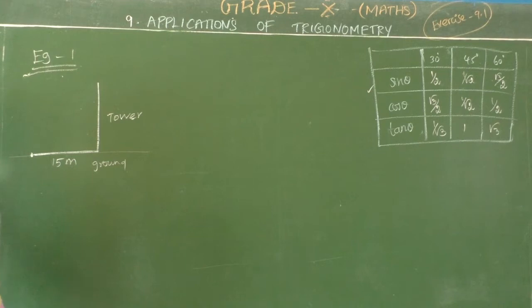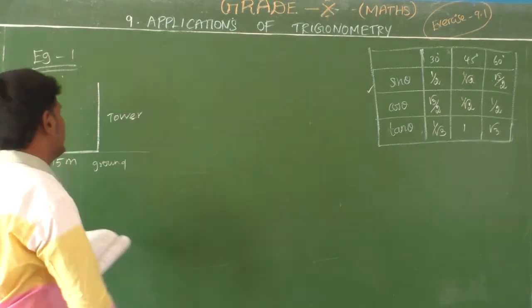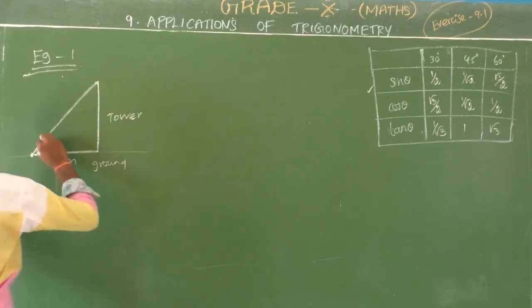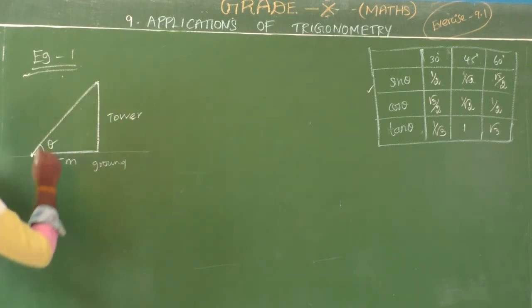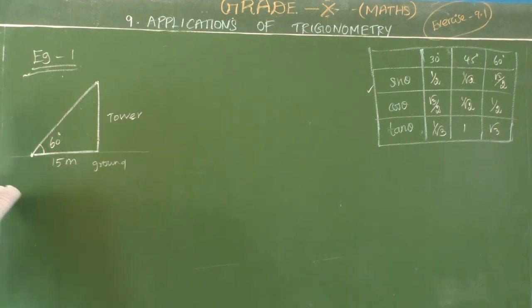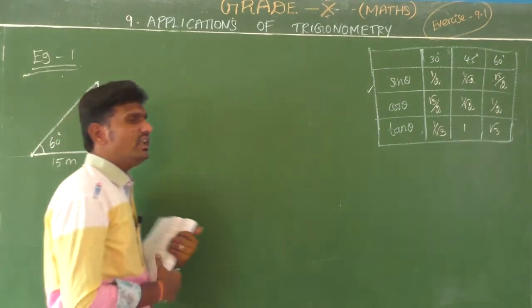Okay, so the angle of elevation, I already told you, angle of elevation means we look upward at an object. So we look at the top of the tower. We take the line of sight like this. So this is theta. How many degrees is that theta? 60 degrees. Now find the height of the tower.